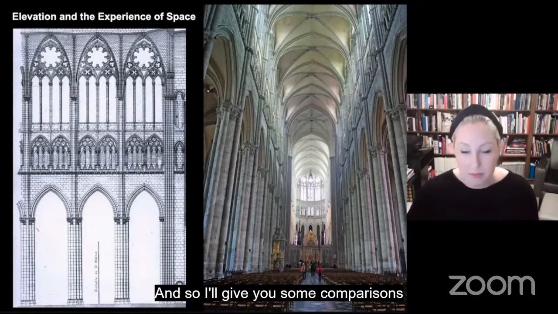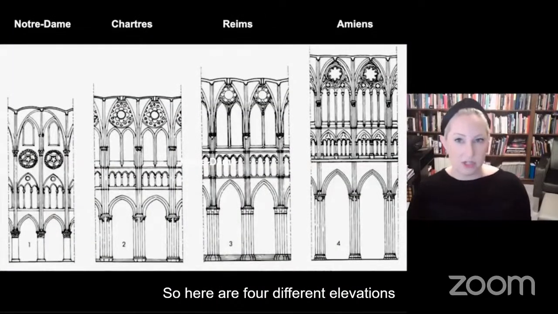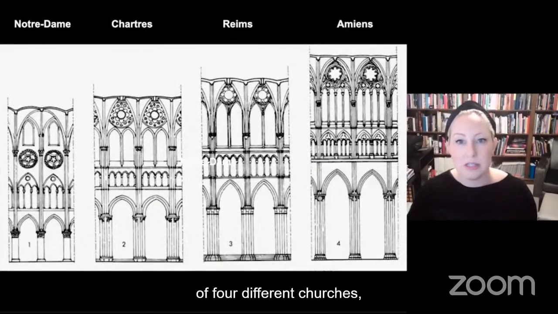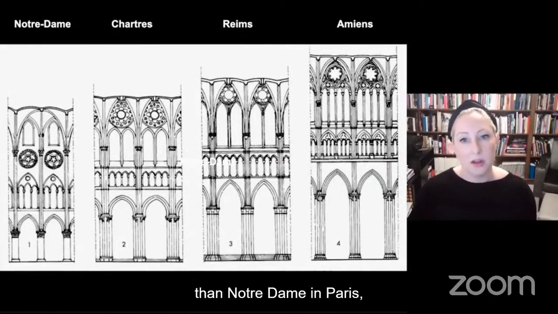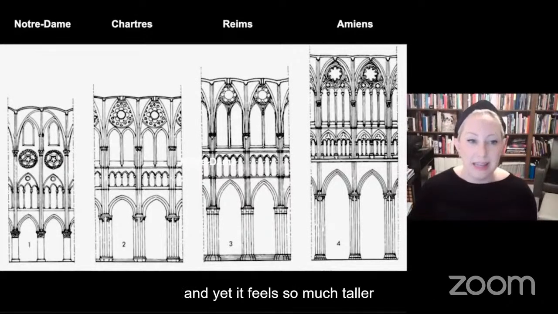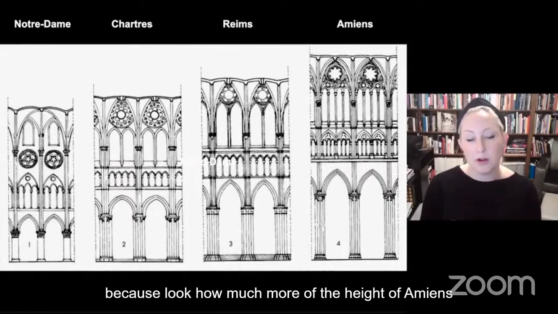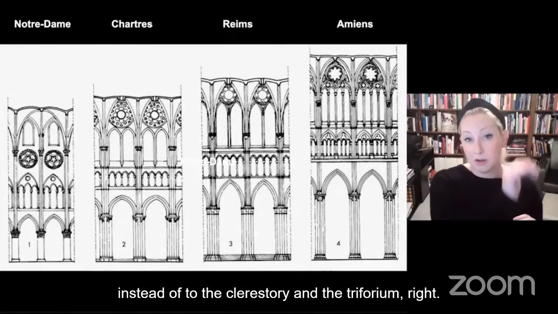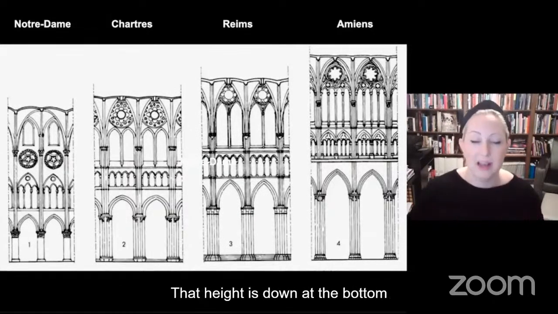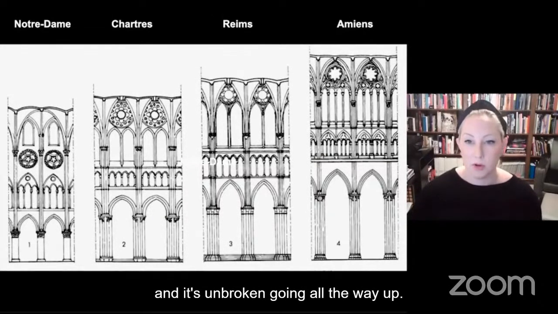And so I'll give you some comparisons to explain what I mean by that. Here are four different elevations of four different churches. And you can see how Amiens is only about 25% taller than Notre Dame in Paris. And yet it feels so much taller, because look how much more of the height of Amiens is given to the nave arcade instead of to the clerestory and the triforium, right? That height is down at the bottom where you can really feel it, and it's unbroken, going all the way up.